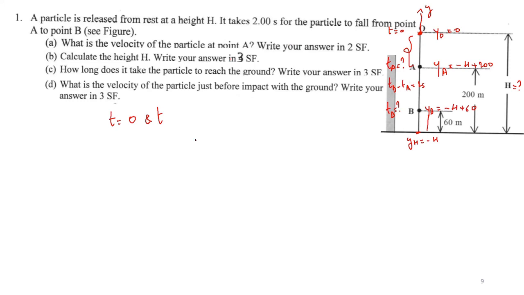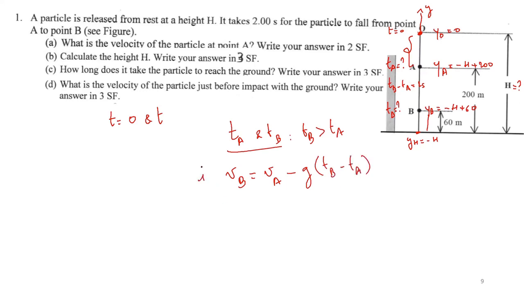But let me just say this before you finish. If I want to finish, this is what I want you to remember. I can write the equation between TA and TB. So that will give me V at TB, and of course TB is bigger than TA. V at time B is equal to V at time A minus g (TB minus TA). So this is the first equation.